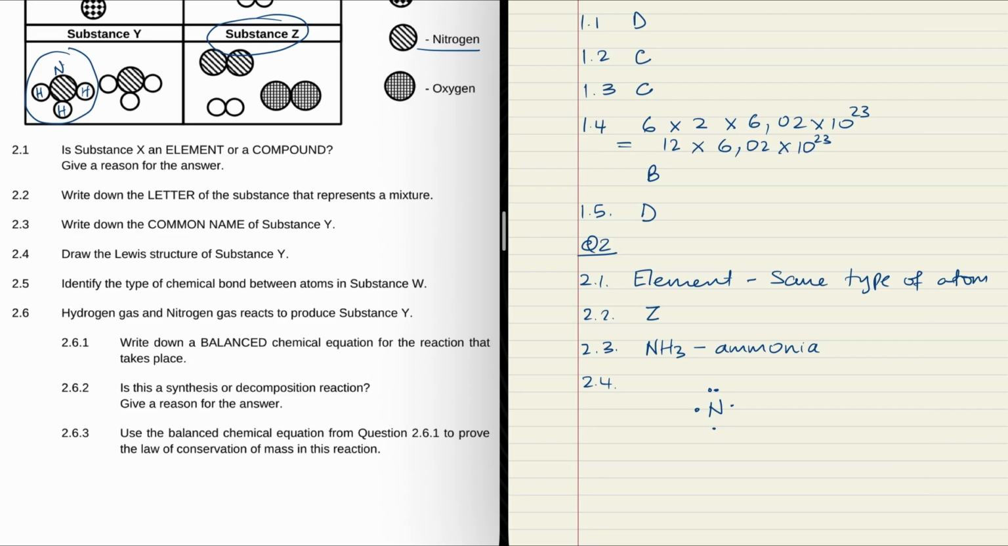And then each hydrogen is in group 1, and so it's going to have 1 valence electron. So a hydrogen will attach here, and it's going to have its own electron. I'm going to represent it with a cross. Then a hydrogen here with its 1 electron, then a hydrogen here with its 1 electron.